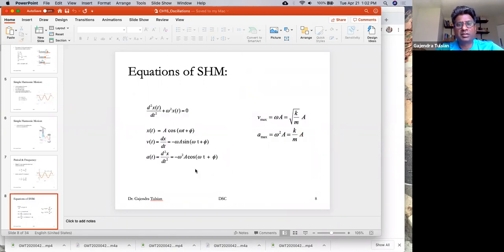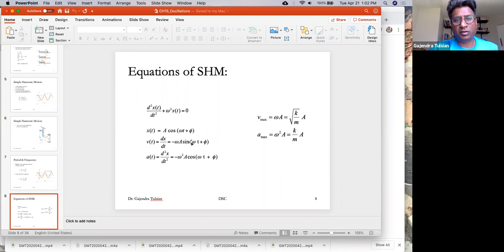All right, so this is a summary of what we've studied. Our system's behavior was described by this differential equation. The solution to this differential equation gives you the position of the mass as a function of time. You take the derivative of that, that'll give you the velocity as a function of time.